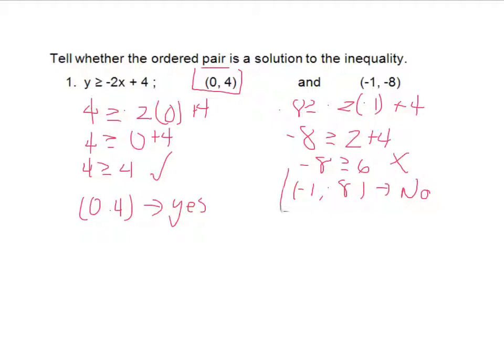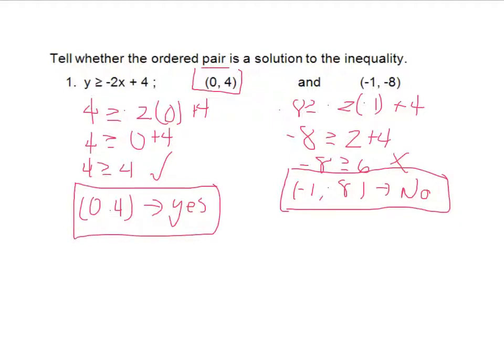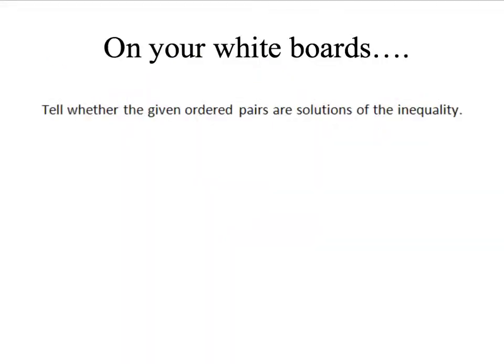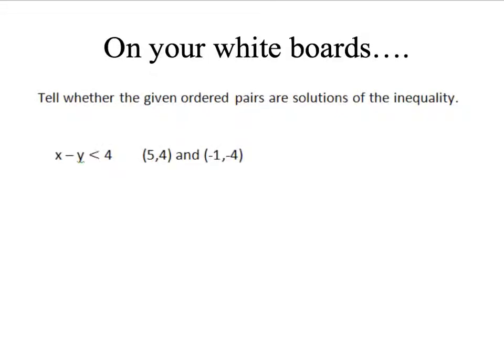Now the whole reason why we're doing this is because when we graph inequalities, one way you can tell where to shade is to check an ordered pair and see if it is a part of the solution. Okay, a little bit more practice on this. We practiced telling whether or not the ordered pairs were a solution to our inequalities.